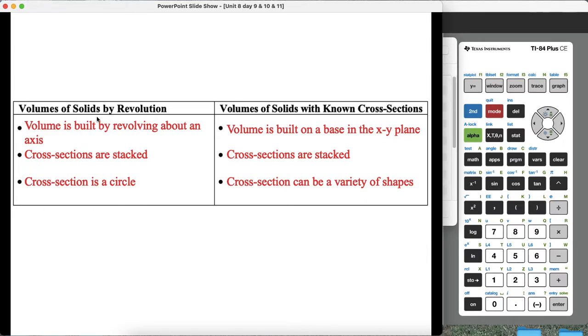So the solids by revolution, because of the virtue of revolving about an axis, we are forcing that shape to be circular, and so we don't have the variety of shapes. And so when we're talking about this expression here for known cross sections, we're used to this, right? We're going from 0 to 4. We have our area function. We integrate it. Well, now our area function is the area equation for a circle.